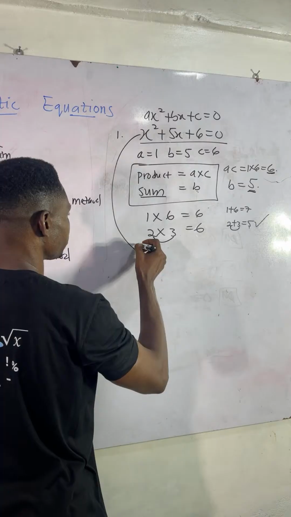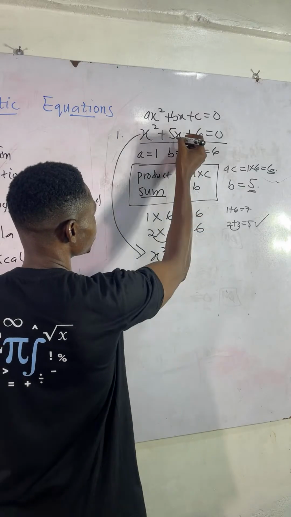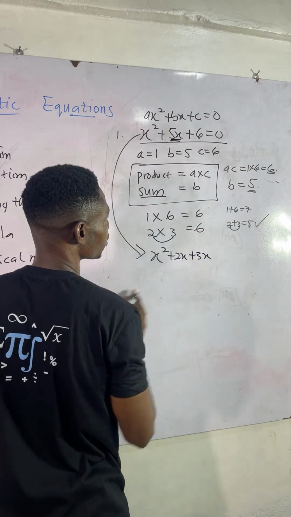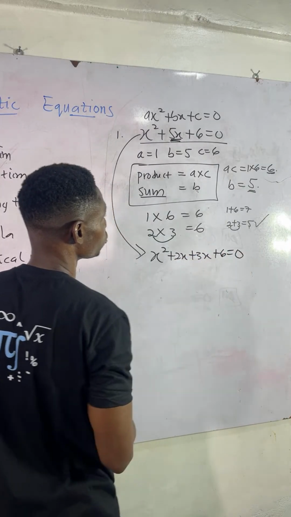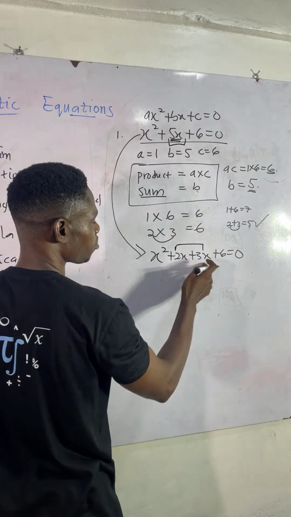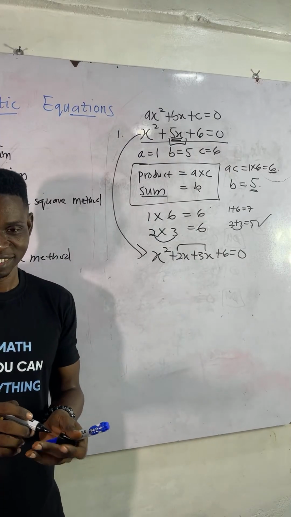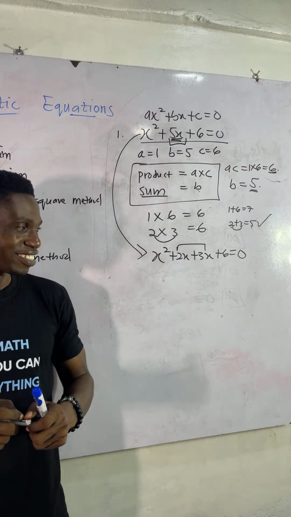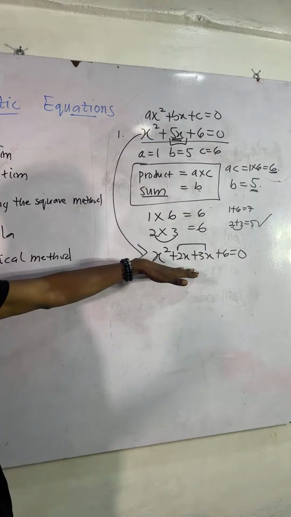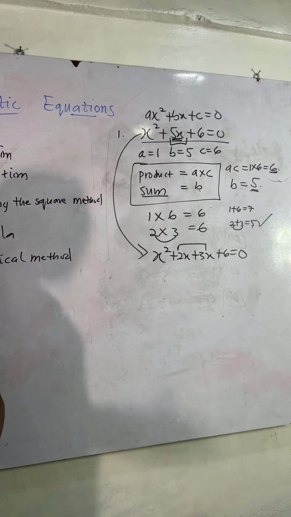So we'll proceed by writing it this way. So we have x squared. Instead of writing this 5x now, we use the two numbers. So plus 2x plus 3x plus 6 equal to 0. So this our 5x now has become 2x plus 3x. Alright, so this has become this. Now watch, the 5x is what? 2x plus 3x.